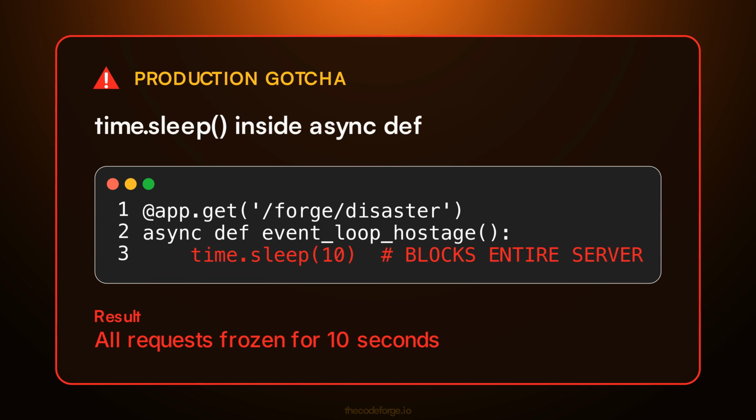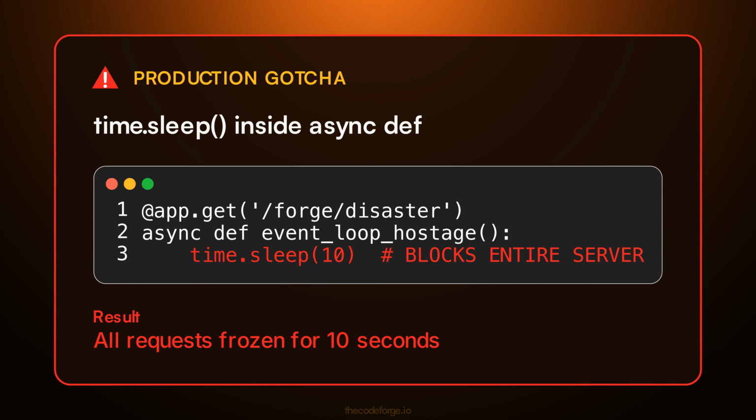time.sleep inside an async def blocks the entire event loop. Every concurrent request queues behind it. CPU stays low, but the server becomes unresponsive. Never use time.sleep. In async code, use await asyncio.sleep instead.